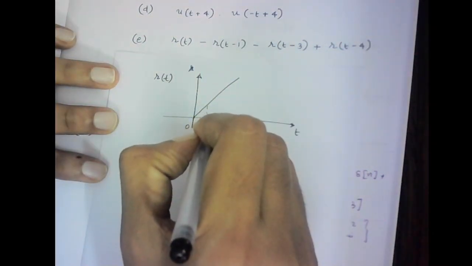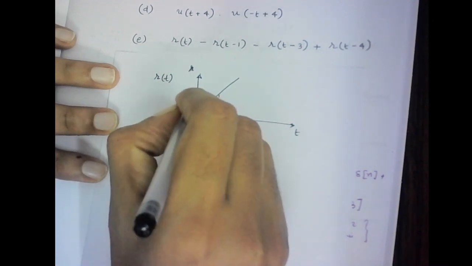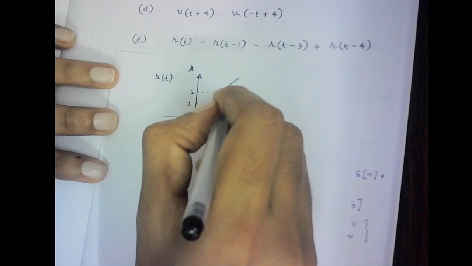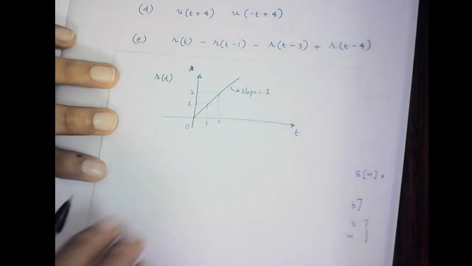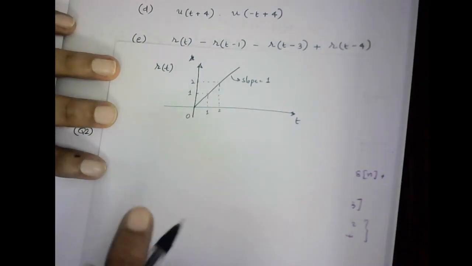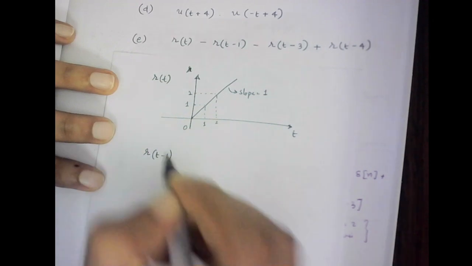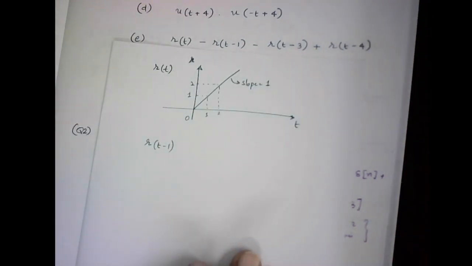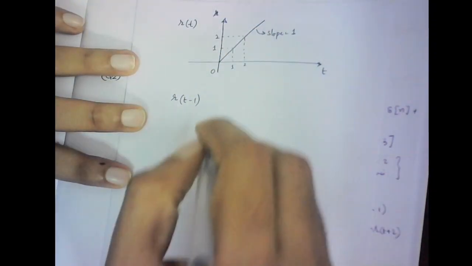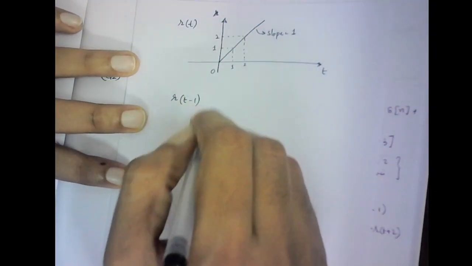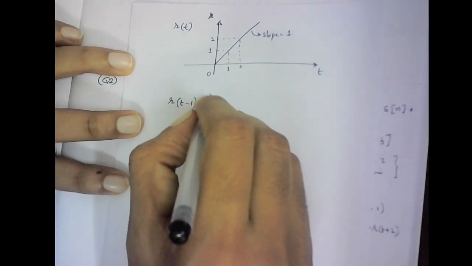So at 1 the magnitude will be 1, at 2 the magnitude will be 2, and what is the slope? That is the important thing. Slope is 1. So this is r of t. Now what is r of t minus 1? So what is r of t minus 1? So r of t minus 1 will be a unit ramp signal which is delayed by 1 instant, right?